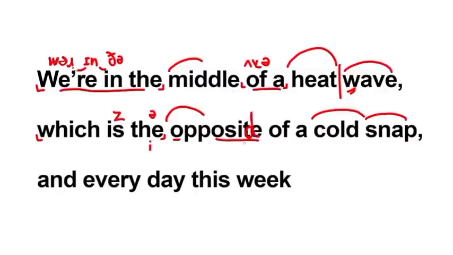The T becomes a flap T, which links into the next word. Opposite of a. Opposite of a cold snap. But all of these words link together. There's no break, there's no choppiness. Which is the opposite of a cold snap.